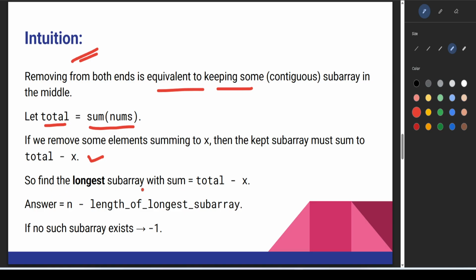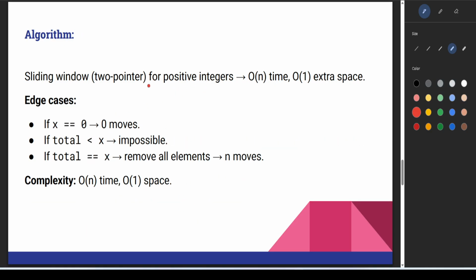So find the longest subarray having the sum total minus x. If it is there, it means it is a positive value, a perfect value, and we can get the answer, the number of moves, here. How? n minus the longest subarray length gives the answer. Otherwise, return -1. Let's try to understand.